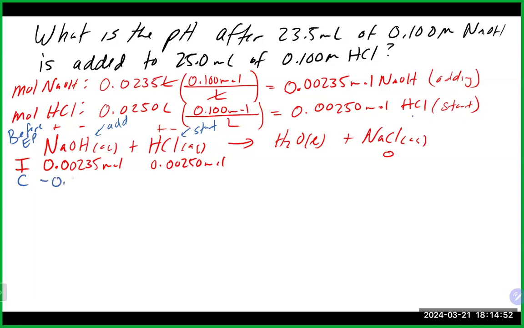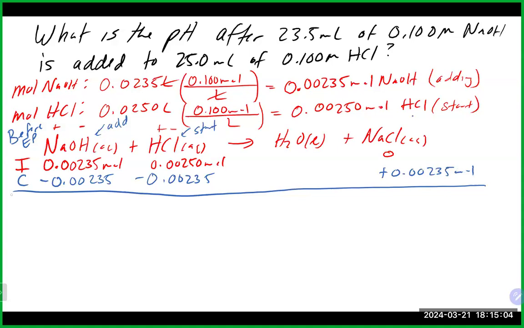So the change here is going to be our sodium hydroxide because we are before the equivalence point. Be plus 0.00235 moles. That means when we reach equilibrium, as we would expect here, all of our sodium hydroxide will be gone. We will have 0.00015 moles of our HCl. We'll have 0.00235 moles of our sodium hydroxide.